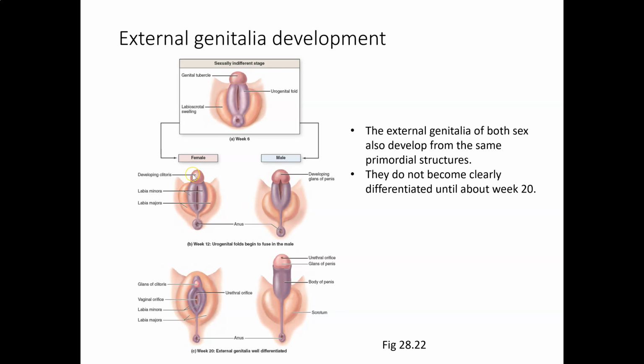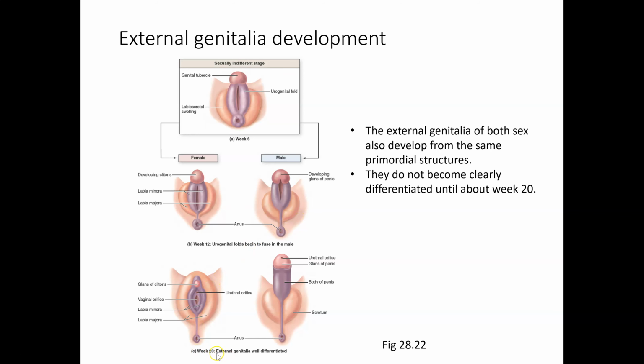You have the clitoris, which is basically homologous to the glans of the penis, right? You have the labia minora, which are homologous to the penis, and then the labia majora homologous to the scrotum, right?